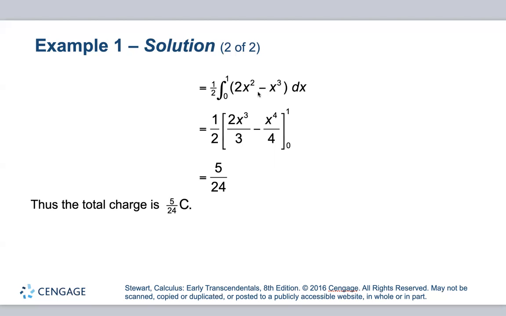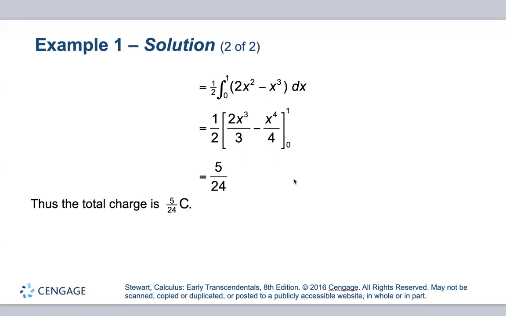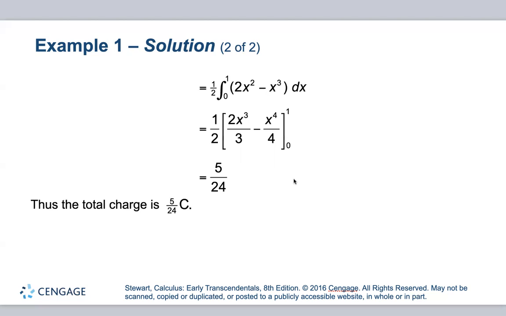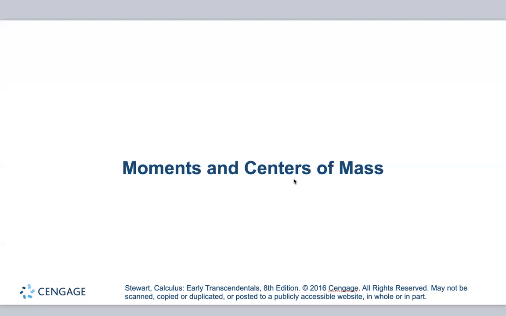Okay. All right. So now we have to integrate this with respect to x. So that gives you 2x cubed over 3 minus x to the 4th over 4. And you evaluate from 1 to 0 and you do all the arithmetic. You get 5 over 24. And the charge was measured in coulombs, so the total charge comes in coulombs. Okay. So it's just a question of doing the double integral. Okay, so that's really all there is to mass. It's really not a lot.